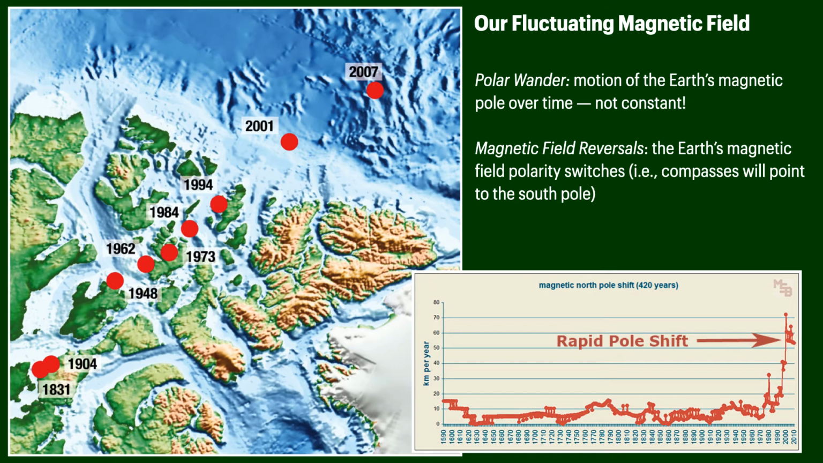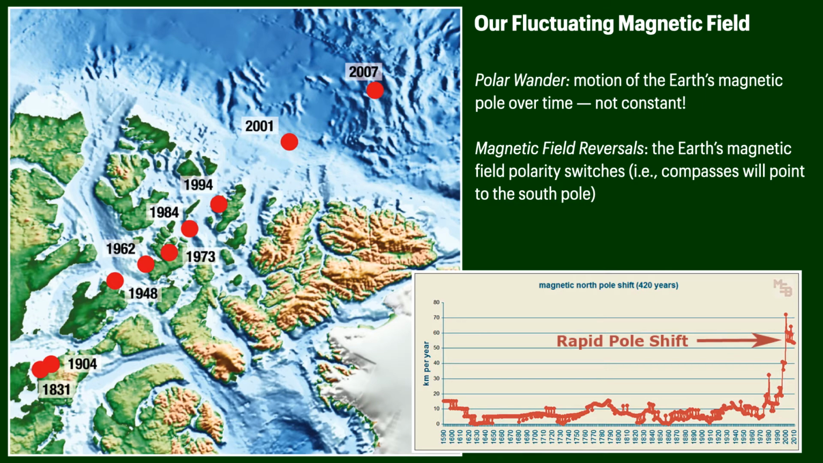Now, the Earth's magnetic field is definitely not a constant thing. There's what we call polar wander, where the Earth's magnetic pole actually moves. And sometimes it's a fairly regular motion, and sometimes it can speed up and get unpredictable. And sometimes the whole polarity will flip, like I mentioned. So if we look on the left here, this is a map showing how the Earth's magnetic North Pole has shifted from 1831 to 2007.